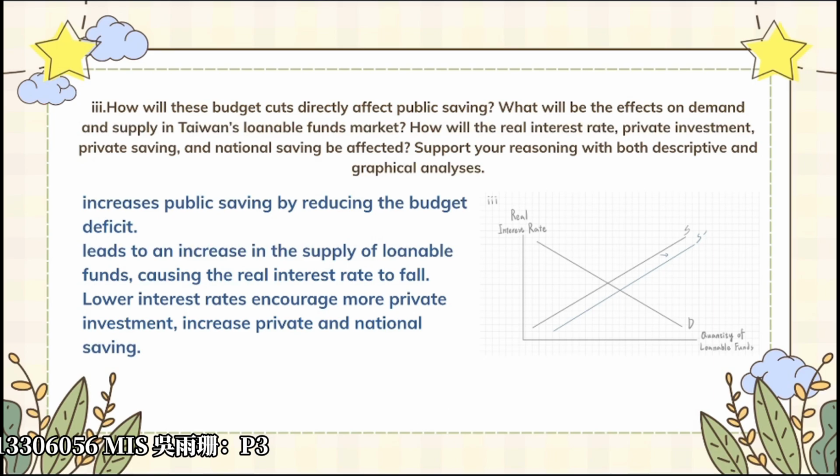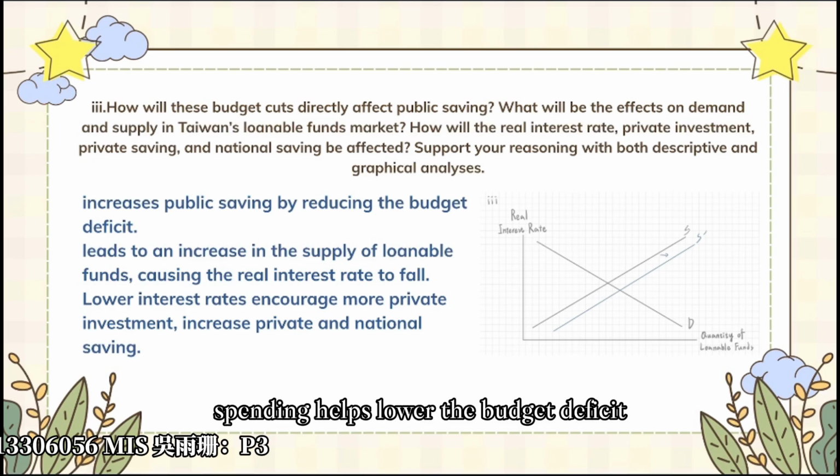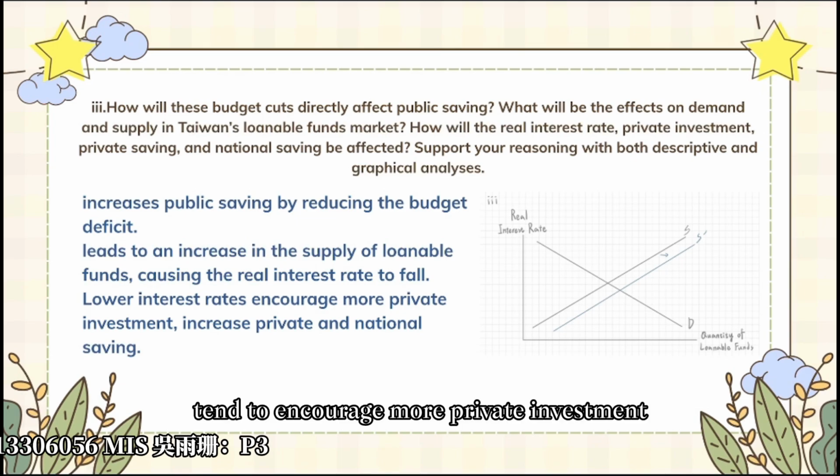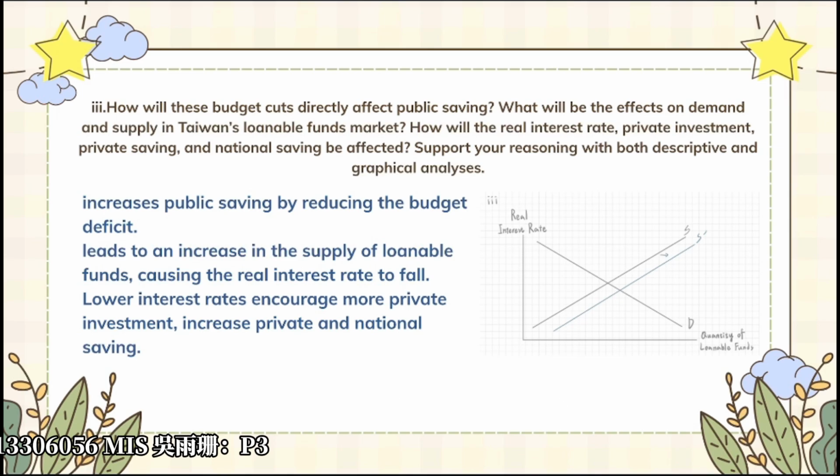Next. Reducing government spending helps lower the budget deficit, which increases public saving. This boosts the supply of loanable funds, pushing real interest rates down. Lower interest rates tend to encourage more private investment and can also lead to an increase in both private and national saving.